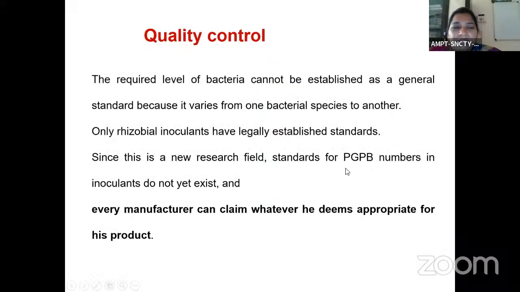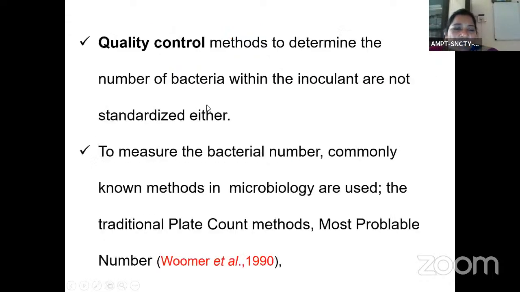In biofertilizer production, the main target is to maintain the quality. If you compromise with the quality, there is no market for your product. That's why many specifications have been given by different governments. Every manufacturer can claim whatever product they are producing, but they have to maintain the active form and the population size. That is called quality control.